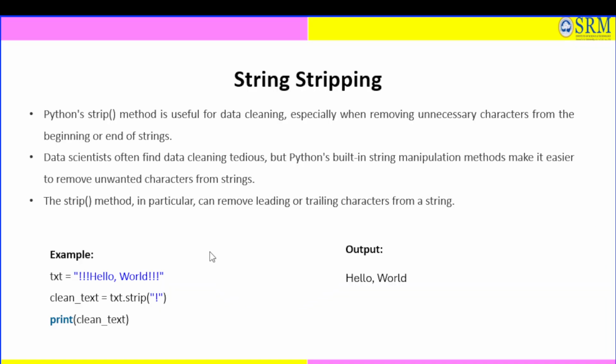For this concept, we use the strip method. For example, I have a text content, hello world. In front of hello we have three exclamation marks, and after world we have three exclamation marks. Now I want to remove these three characters. You give the particular character you want to strip off, and it will be stripped off either at the left or at the right, not in the middle.